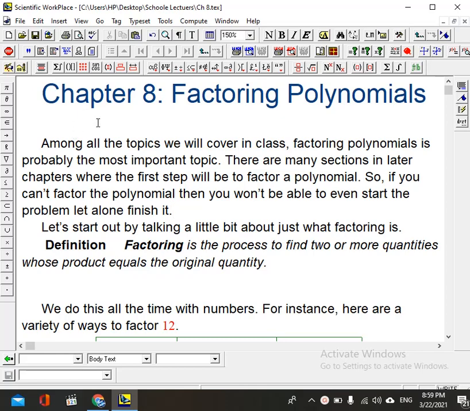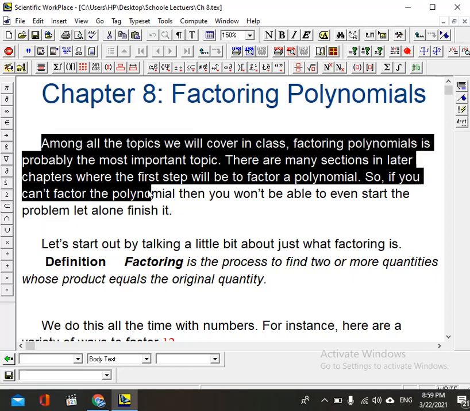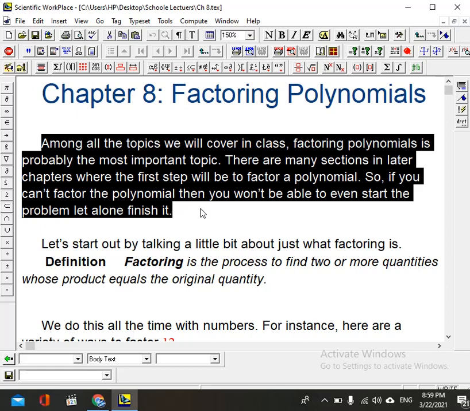So I will start chapter 8. I start by revising what we have done in chapter 8. In the last period I already gave you a brief introduction about factoring and how we can factorize the polynomial.